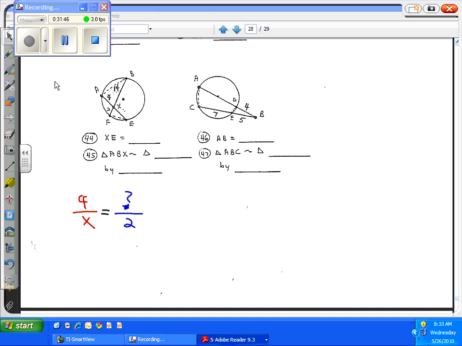If a secant and a tangent are drawn to a circle from a point outside a circle, then the square of the tangent is equal to the product of the secant and its external segment. In other words, tangent squared equals whole secant times outside piece. So that's all the rules that were involved in 36 to 43. Now 44 through 47.